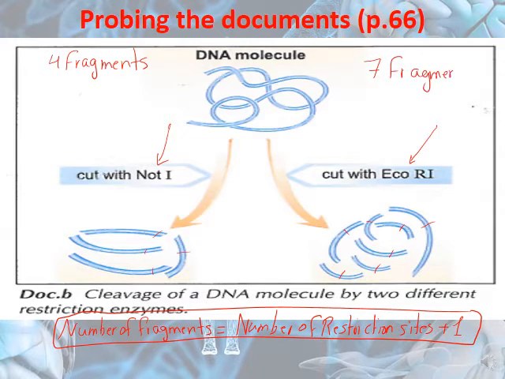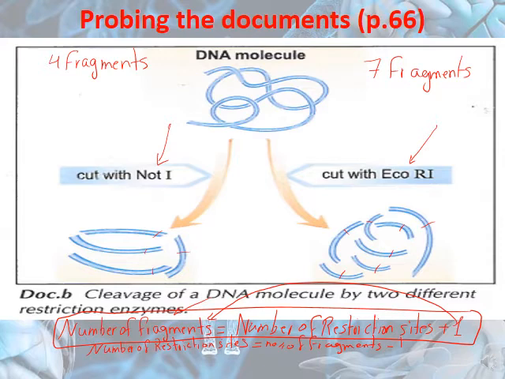So we have the number of fragments. This one is known, so we want to find out the number of restriction sites. The number of restriction sites is going to be the number of fragments minus 1, since the plus 1 moves over here. So the number of fragments minus 1. This is the answer here.